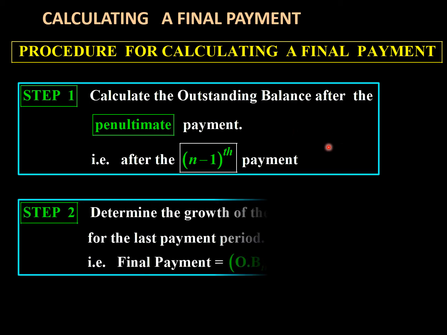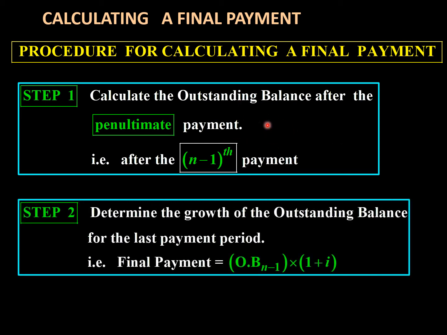So step 2 is, once we've worked out the outstanding balance after the second last payment, we just have to compound it for one more month, so just interest for one more month. And that's the procedure. So first of all, how do we go about finding the outstanding balance? We have to know that method. It's just an extension of an outstanding balance type of question, but here it's not just any balance, it's the one just before the last.